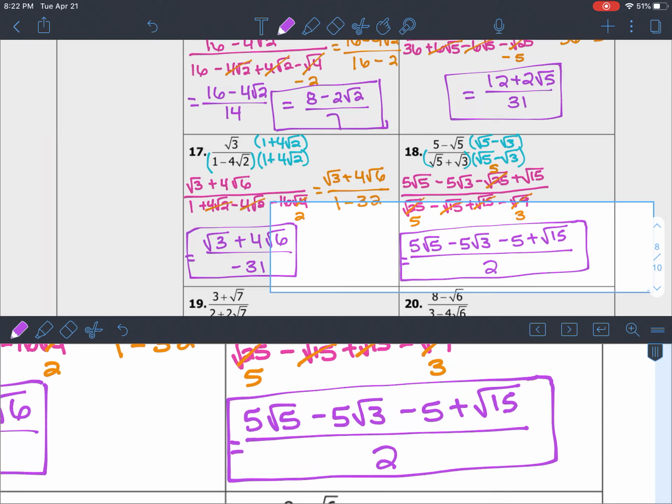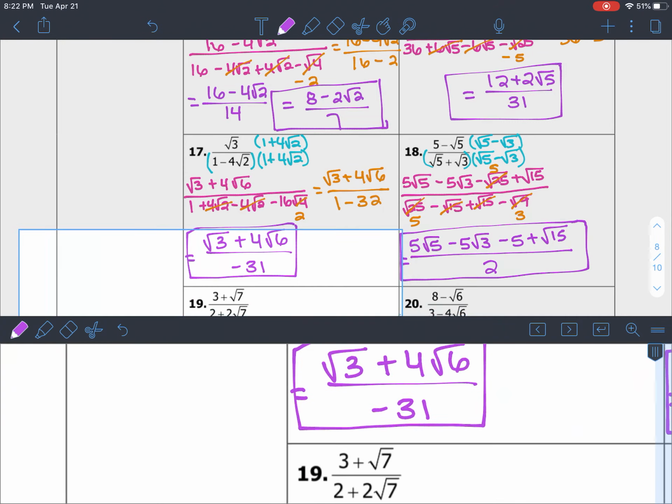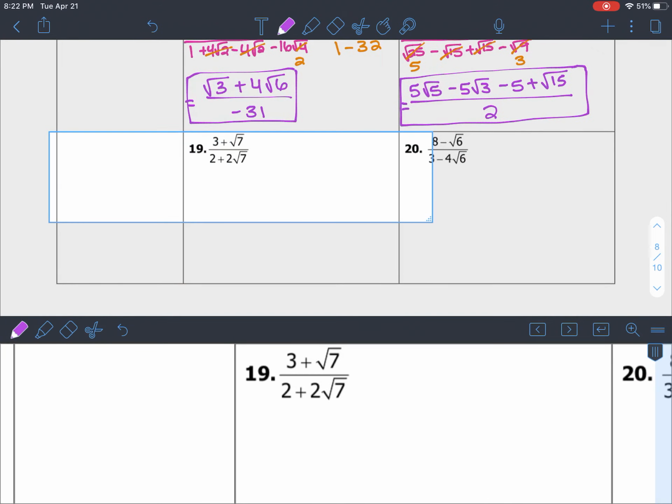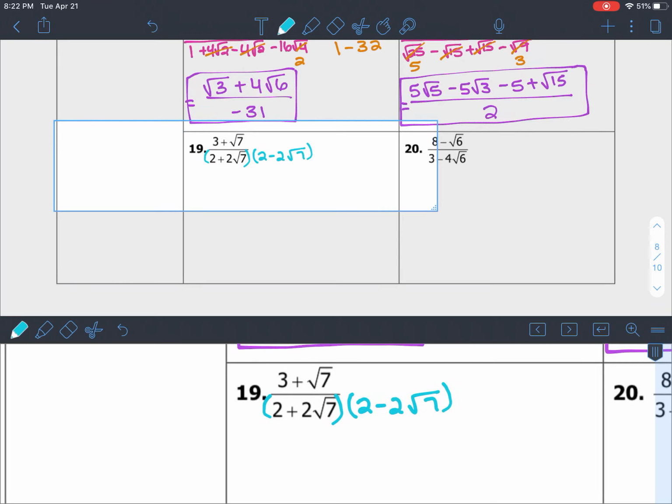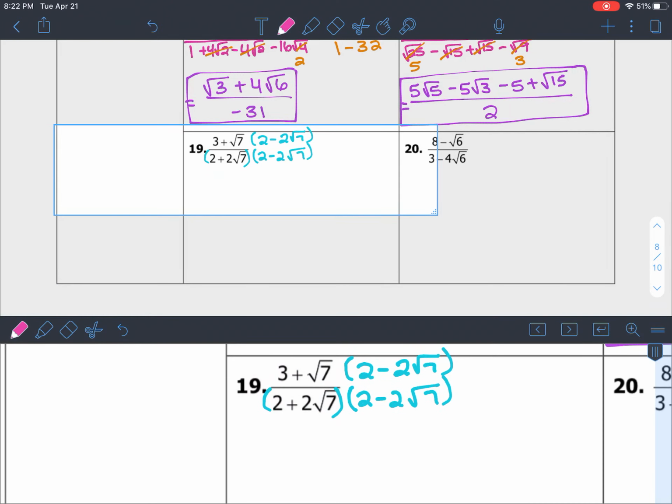I have 2 more examples, and then I'm going to let you guys go on your own and see what questions you may have for me. So for number 19, again, we need to start by multiplying by the conjugate. So we're going to multiply 2 minus 2 the square root of 7 on both the top and on the bottom. And then we're going to carry out that multiplication.